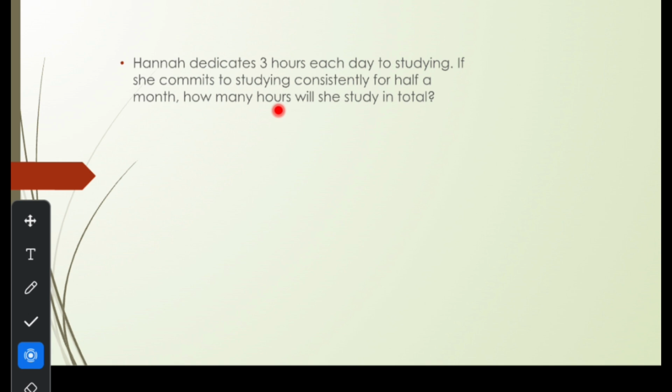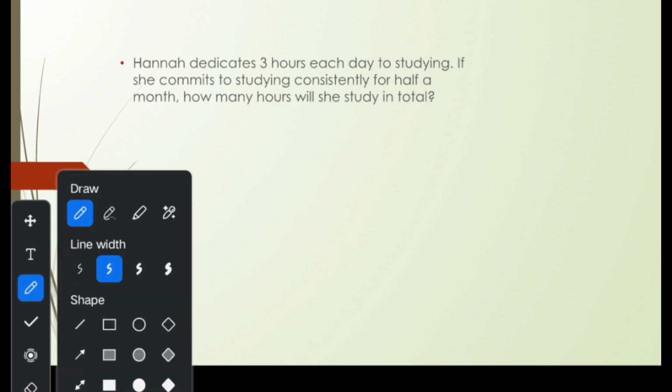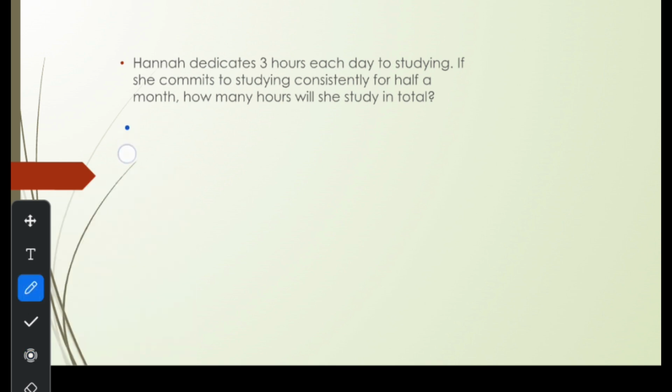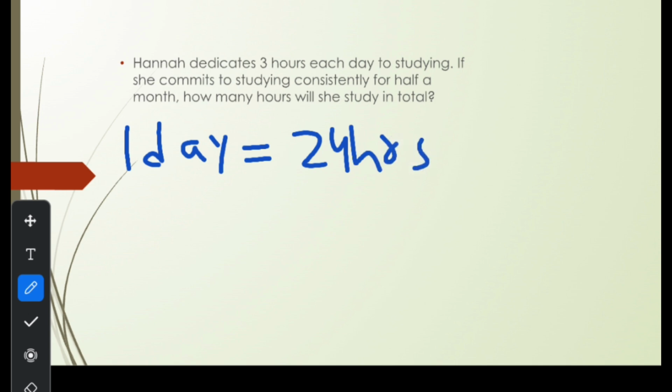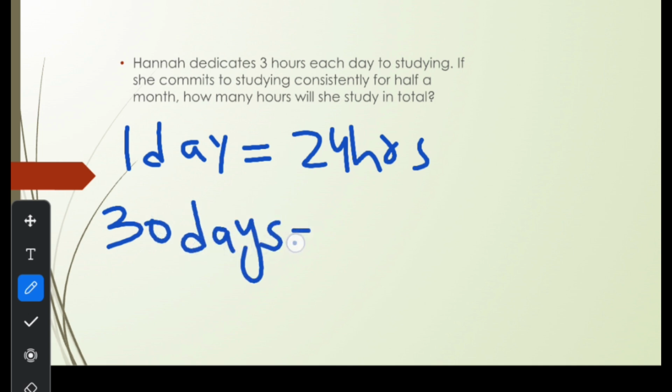So in order to find how many hours are there in half a month, first you need to check how many days are there in a month. So for instance, in one day we have 24 hours. And if a month has 30 days, we need to take the product of 30 by 24 to find out the number of hours.